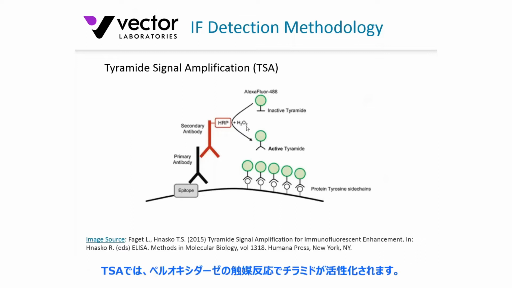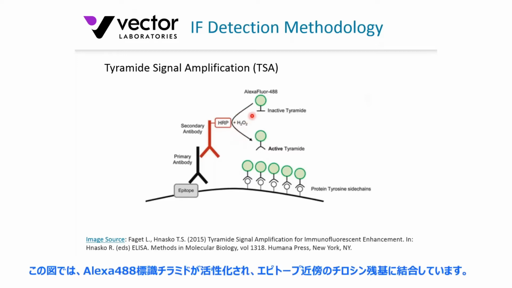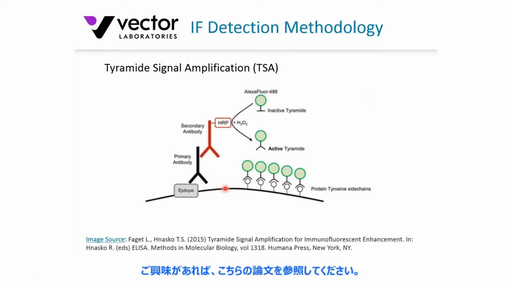And basically it relies on the enzyme horseradish peroxidase to catalyze the tyramide to activate it. And this is actually a fluorophore conjugated tyramide. The example here is an Alexa Fluor 488. And these then deposit at the site of localization of that target antigen. For those who want to know more about it, I do have a reference down the bottom here.